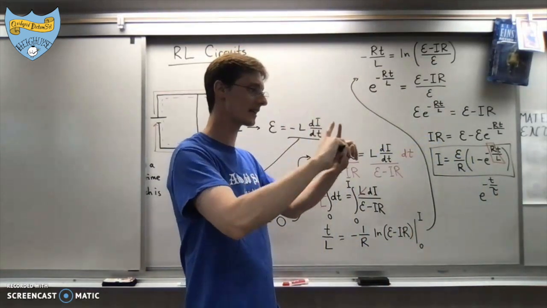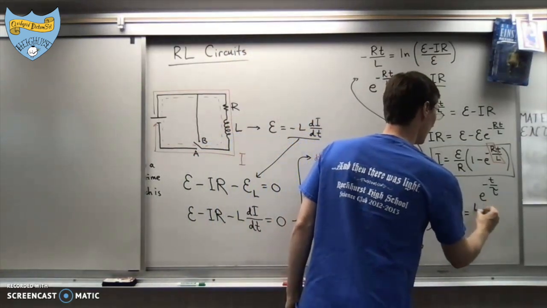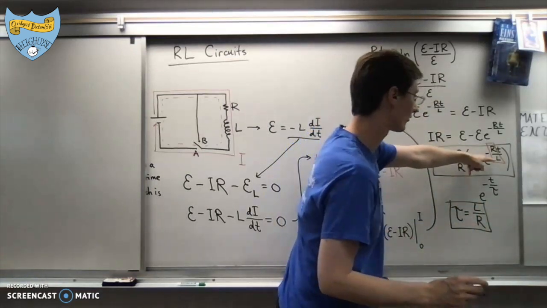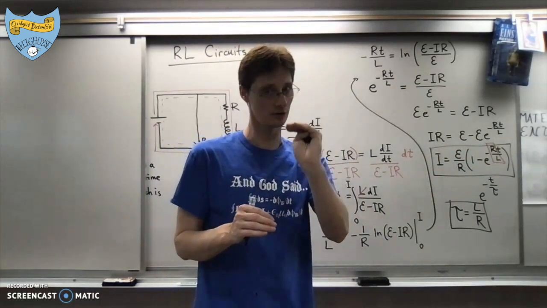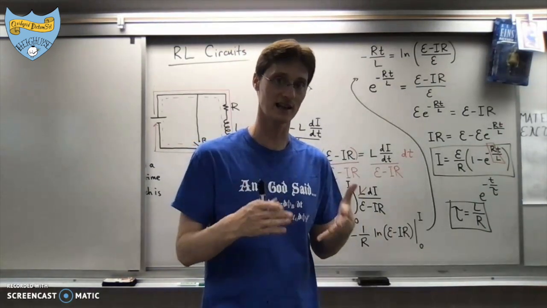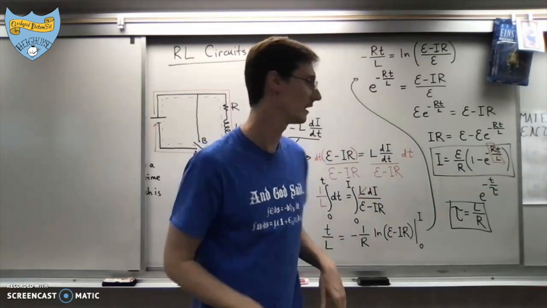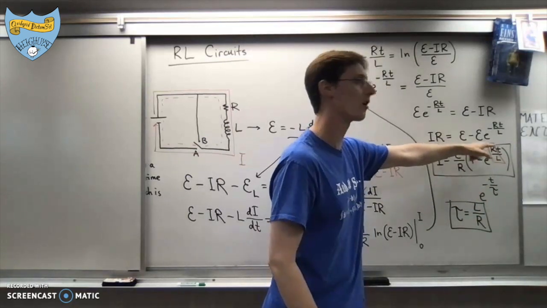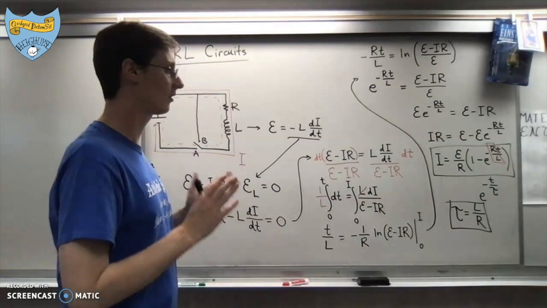So that means that tau is L over R, not R over L. The format for the time constant is always t over tau, because the time constant must have units of seconds so that t over tau, the units of seconds, cancel out. So the time constant isn't R over L, it's L over R. That's the time constant for your LR circuits.